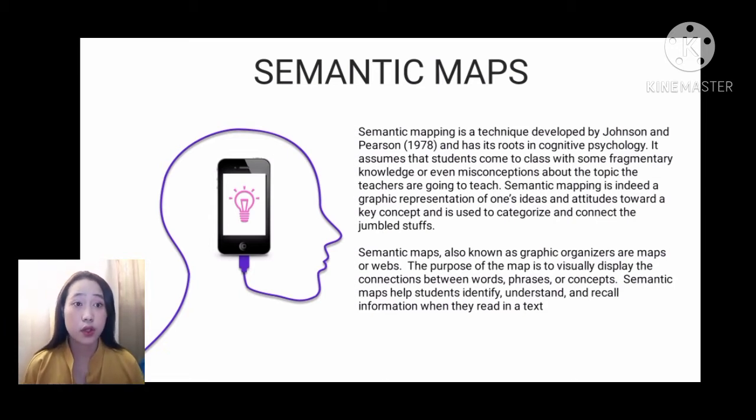Semantic maps, also known as graphic organizers, are maps or webs. The purpose of the map is to visually display the connection between word, phrase, or concept. Semantic maps help students identify, understand, and recall information when they read a text.